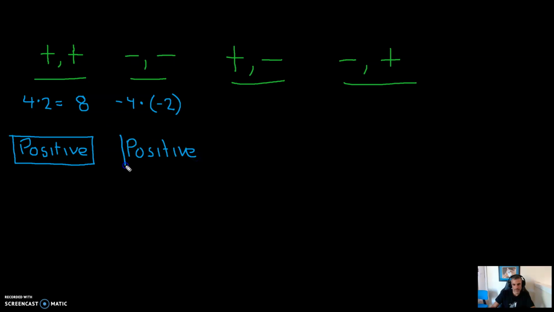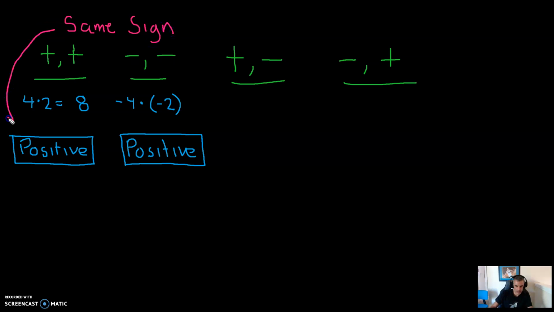I've watched a bunch of videos that try to explain the logic of this. If you have a negative number of something a negative number of times, that ends up being positive. I just find those really confusing. So I just want to boil it down like this. If they have the same sign, I'm going to write same sign. Notice these first two examples, we have the same sign. And by the word sign, I mean positive or negative. If we have the same sign, we're going to get a positive answer.